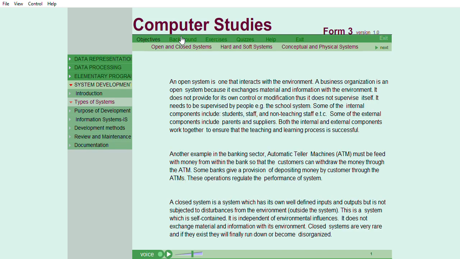Open and closed systems. An open system is one that interacts with the environment. A business organization is an open system because it exchanges material and information with the environment. A closed system does not provide for its own control or modification, thus it does not supervise itself. It needs to be supervised by people, for example, the school system.